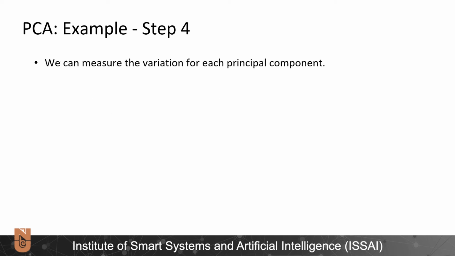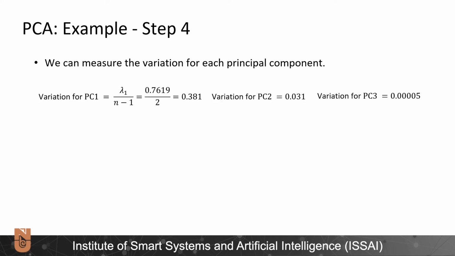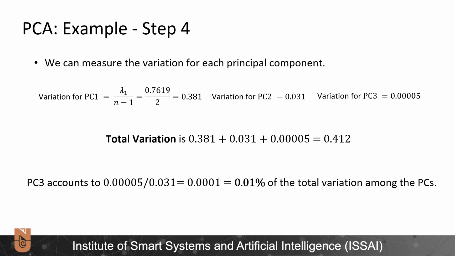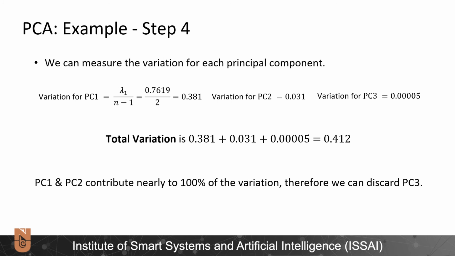Furthermore, we can measure the variation for each principal component. We want to know how much variation in the data each principal component contributes. For that, we'll calculate the variations for all principal components and then calculate the total variation. As we can see, principal component 1 accounts for 92.5% of the total variation among the principal components, and principal component 2 accounts for 7.5%. Finally, principal component 3 accounts for only 0.01% of the total variation. Since principal components 1 and 2 contribute nearly 100% of the variation, we can discard principal component 3.